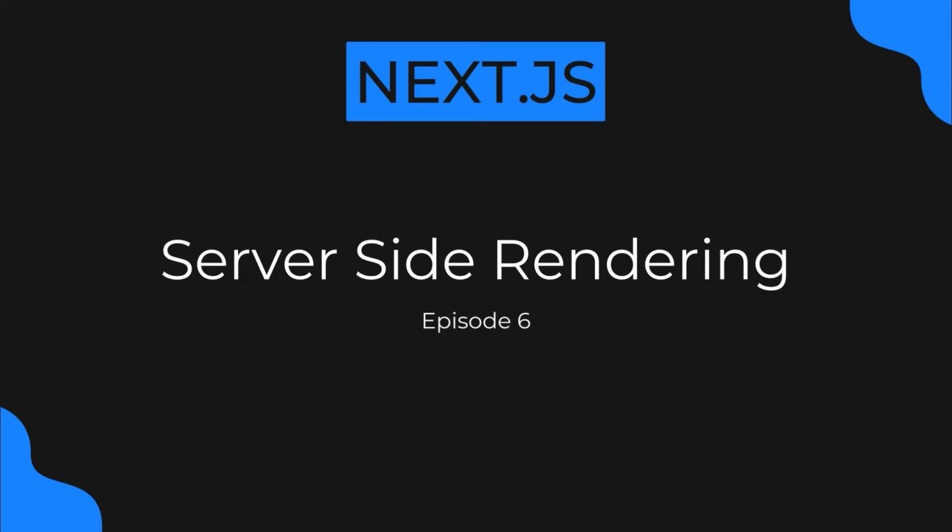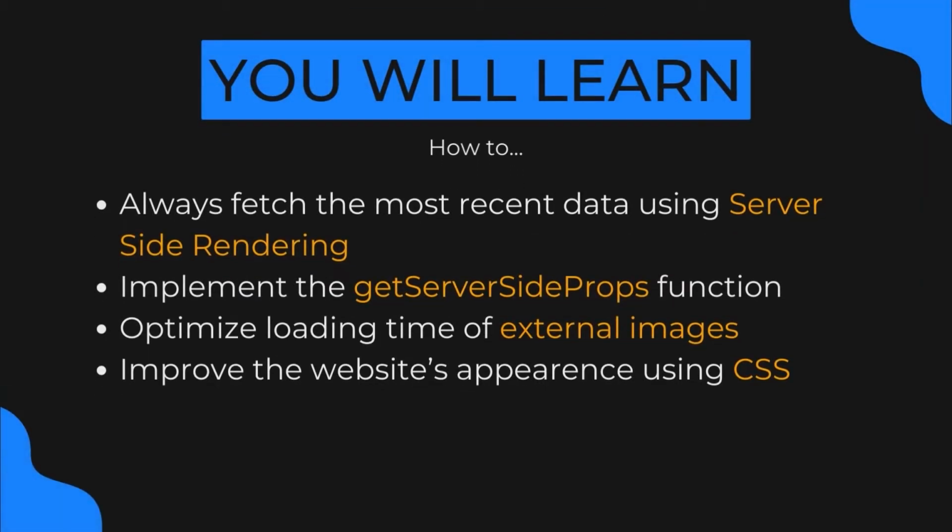Hi everyone, and welcome to episode 6 in this NextJS series. In this one, we're going to tackle some very interesting topics. By the end of this episode, you will have learned how to always fetch the most recent data using server-side rendering, implement the getServerSideProps function, optimize loading time of external images, as well as improve the website appearance using CSS.